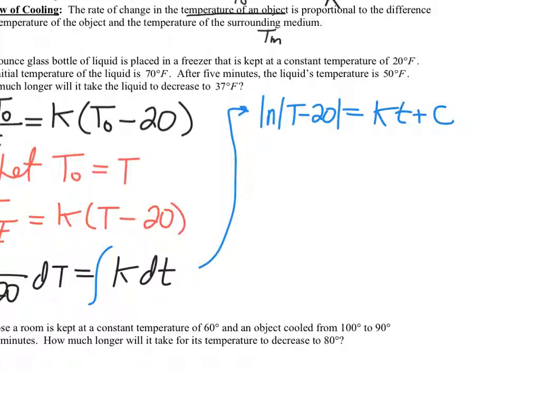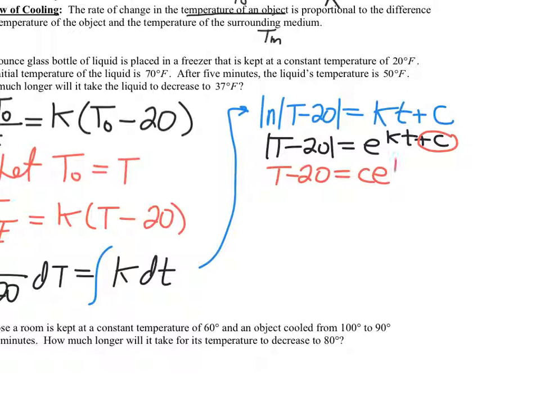All right, then we can kick it over into exponential form. Okay, so that would be |T minus 20| is equal to e to the KT plus C. Once you transform that C into a coefficient, again, you could drop the absolutes, but only in that step. T minus 20 equals C e to the KT. And our general solution to the differential equation would be T equals C e to the KT plus 20.